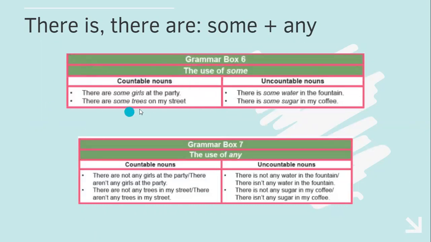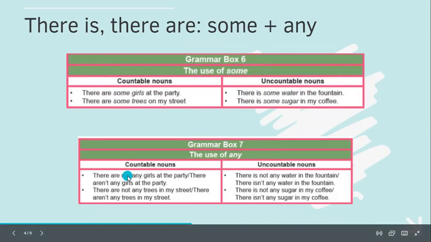And also, we have the use of some and any when using there are or there is. So for countable nouns, we can say there are some girls at the party or there are some trees on my street. And for uncountable nouns, we can say there is some water in the fountain and there is some sugar in my coffee. Entonces, acuérdense que cuando hablamos de uncountable nouns, normalmente se tratan como si fueran singular. O sea, aquí por eso se usa there is en vez de there are, ¿ok?